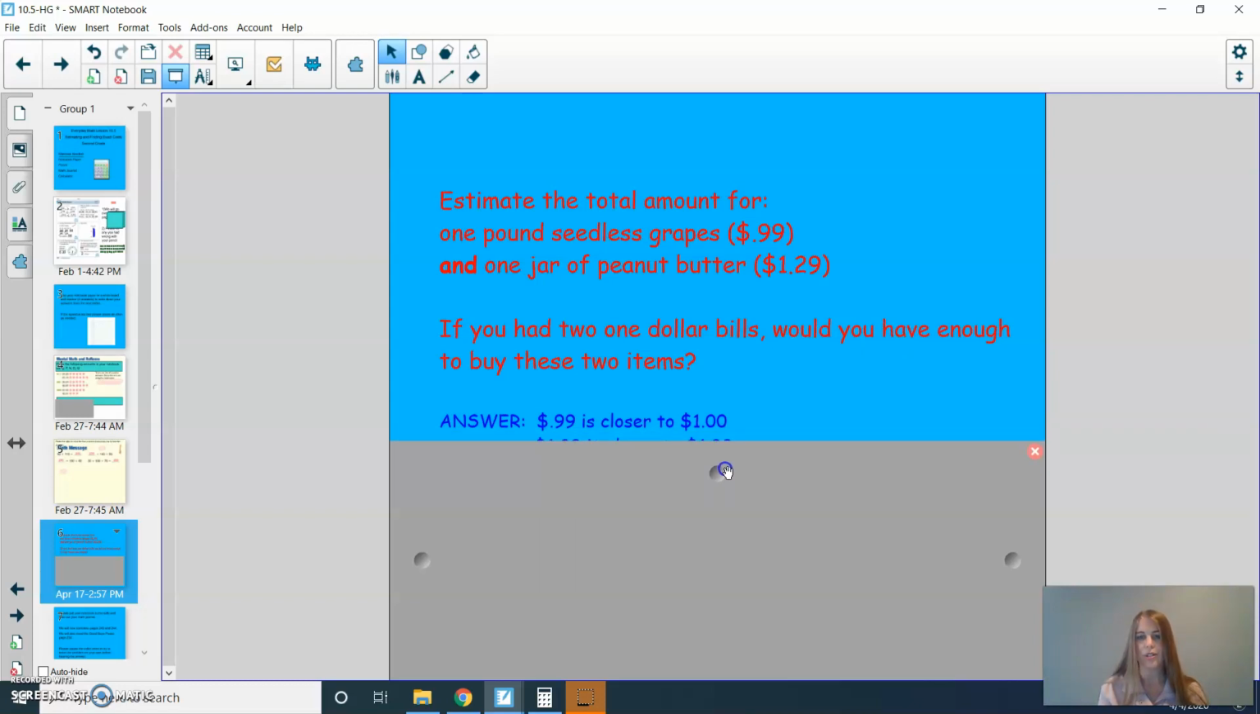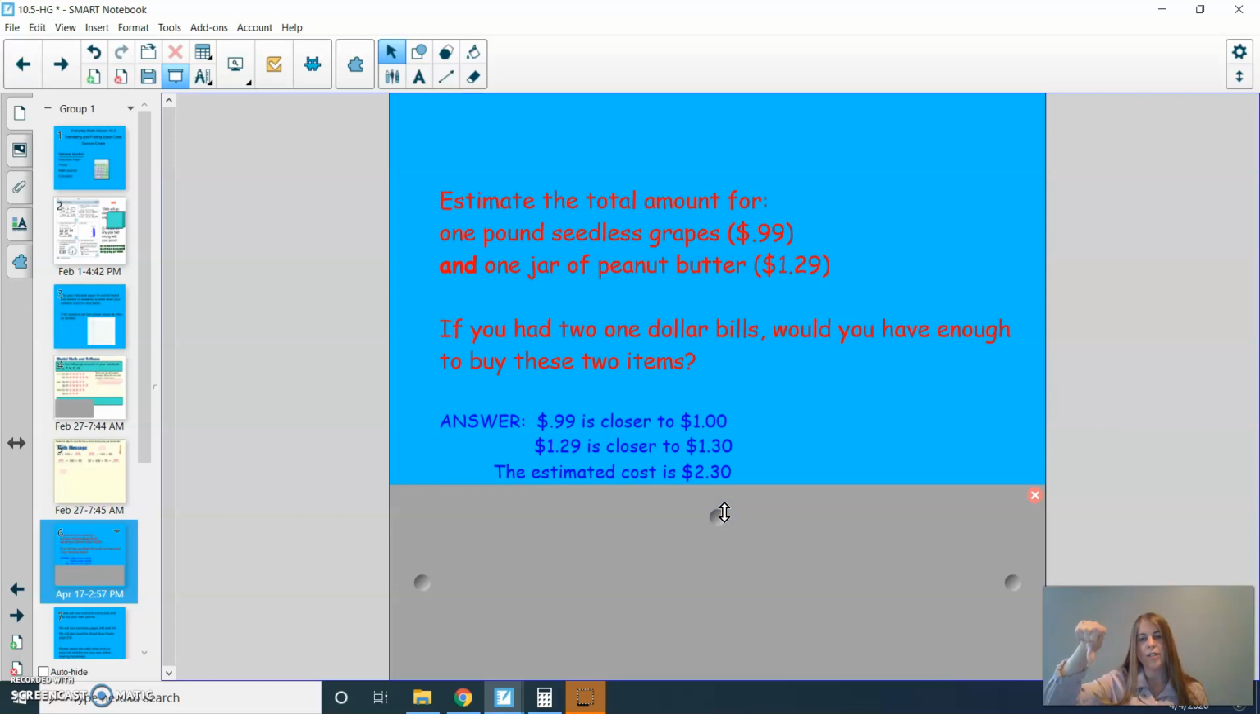99 cents is close to $1. $1.29 is close to $1.30. So the estimated cost is $2.30. So if you said no, you did not think that you would have enough, that would be correct.